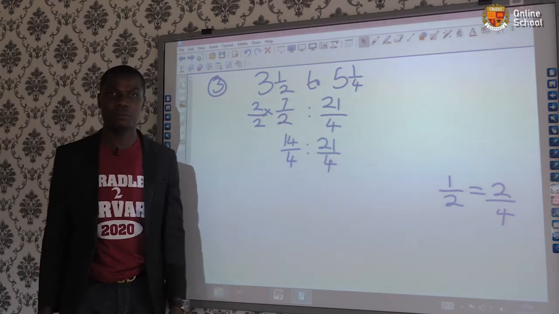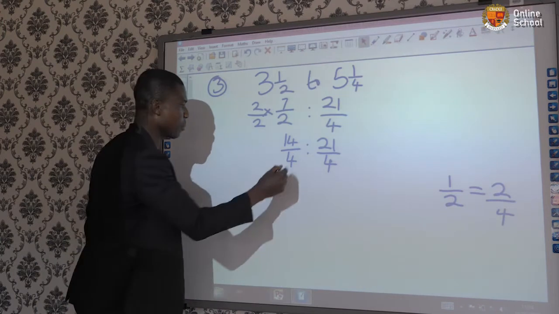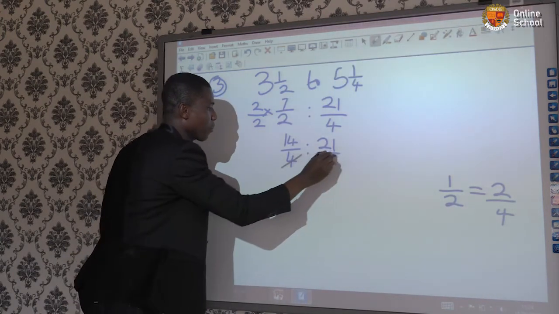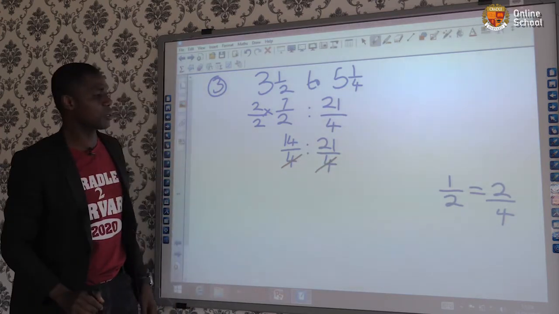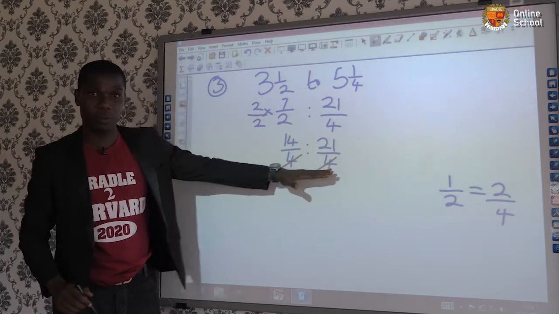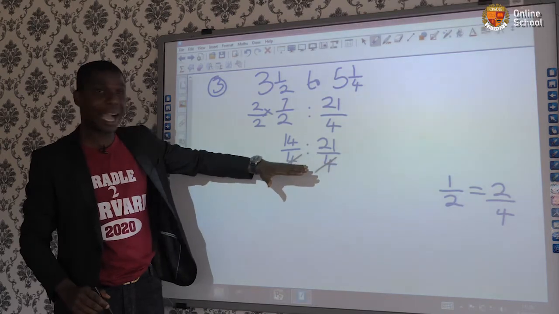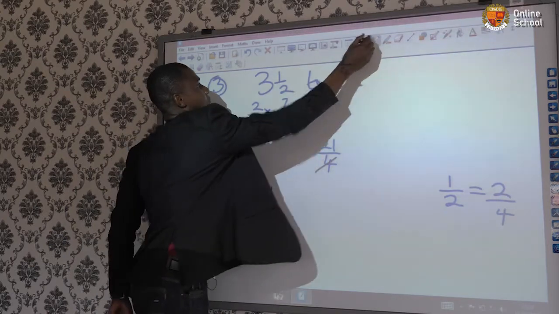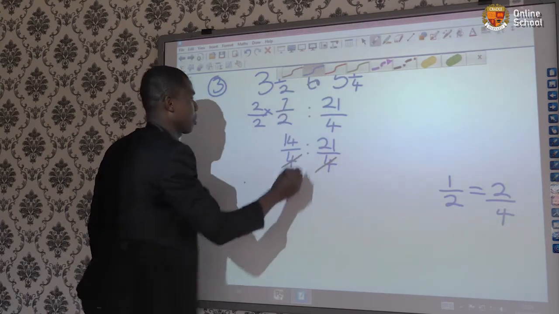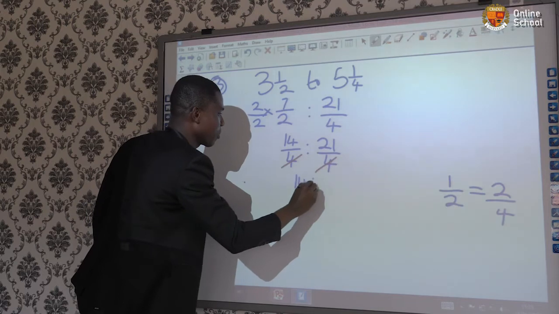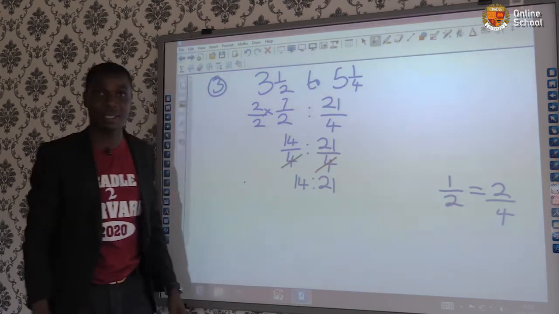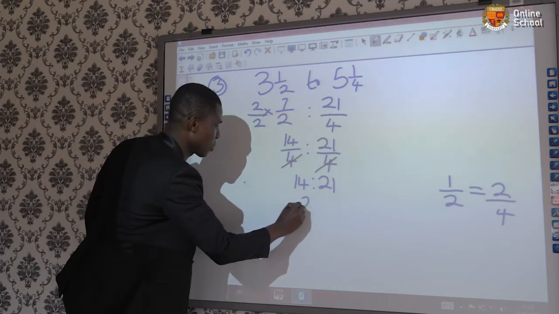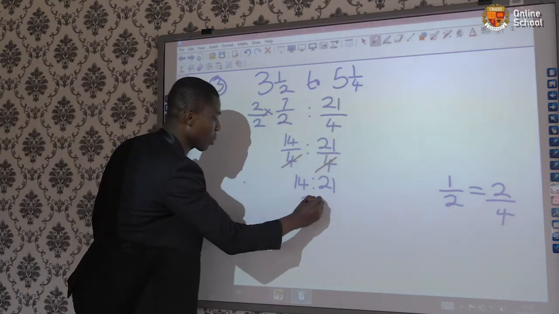This is friendly now. Don't waste your time. Simple. Simply strike off the denominators because they are common. Are you seeing this? They are common. 4 is here, 4 is here. They go off immediately. And you are left with 14 ratio 21. Now this is familiar, isn't it? You can now break it down. 7 into 14 is 2. 7 into 21 is 3.